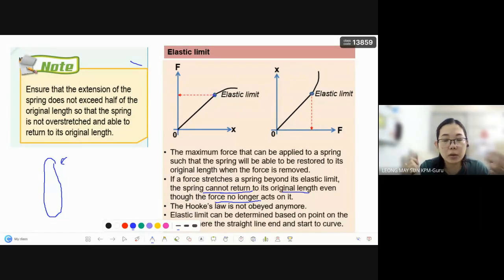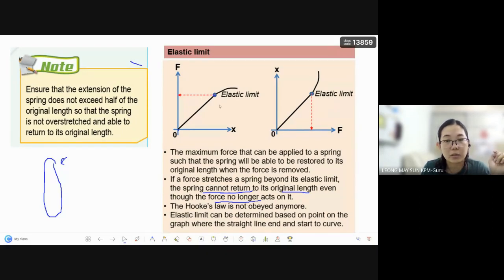All right. So again, for elastic limit, I will have to show it to you in class because it's very difficult to show you over online. All the simulations are ideal cases whereby there is no elastic limit for the online simulations. Okay, so over here, Hooke's law is no longer obeyed.